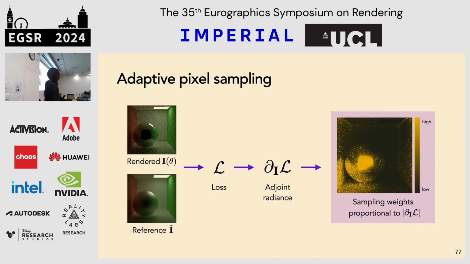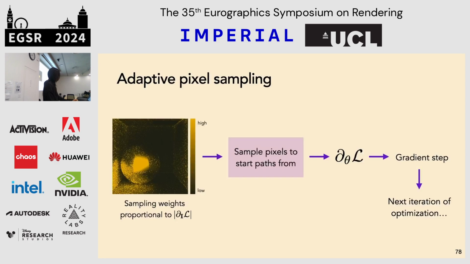And the full inverse rendering procedure then goes like this. In each optimization iteration, we render an image with the current parameters. We use it to compute the loss and adjoint radiance. Then we compute a weight for each pixel that is proportional to the absolute value of its adjoint radiance. We then use these weights to sample pixels that we start paths from, and these paths are used to estimate the gradient that we need for performing optimization. We also recompute the sampling weights in each iteration, so the weights are adaptive and change during the optimization process.